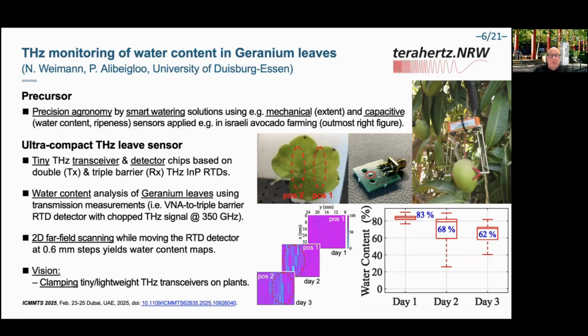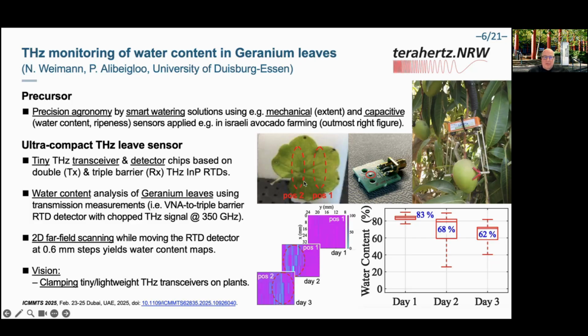So why start with this? Because at terahertz frequencies, one could actually downscale the whole sensor in a certain sense to provide a very compact terahertz leaf sensor. So what they did in their group, they developed very tiny terahertz transmitters, receivers, and even transceiver chips based on resonant tunneling diodes within an indium phosphide material system. So they use double barrier for the transmitters and triple barrier for the detectors.